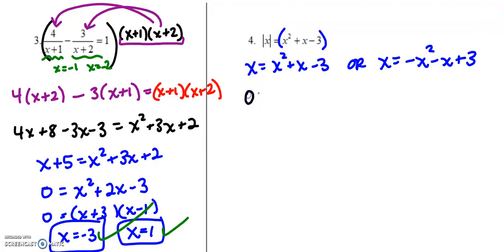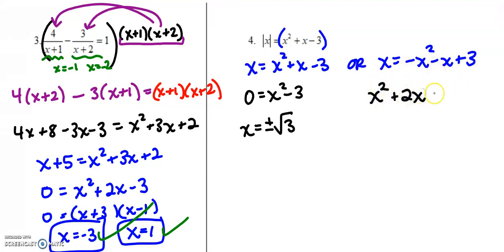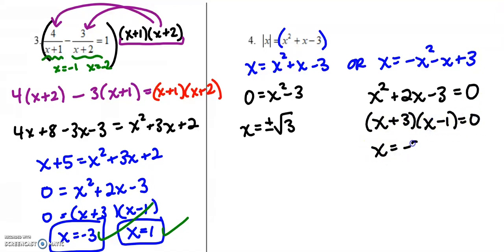So this looks like it's going to be 0 equals x squared minus 3, which means x equals plus or minus the square root of 3. This one, I'm going to add the x squared over to this side, and I'm going to add the x, which becomes 2x. I'm going to subtract the 3. Ooh, this is cool. I just factored this in my last example. x plus 3, x minus 1, x equals negative 3, x equals 1.